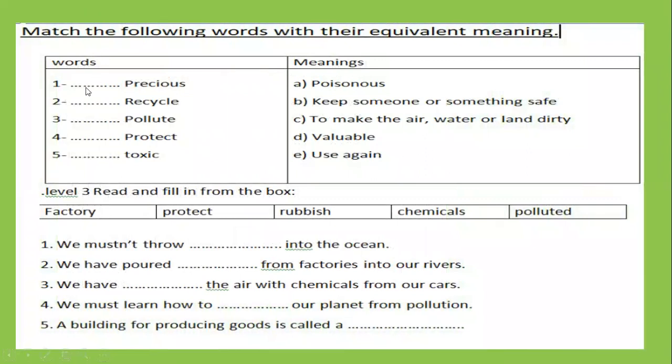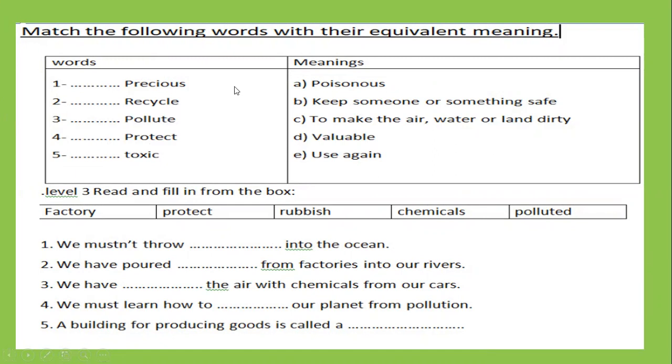Here we have some questions. We have the words and the meanings. Precious, what does the word precious mean? Precious means valuable. Number 2, recycle. Recycle means, yes, excellent, E, use again. So you should just write the letter here. Number 3, pollute. What does it mean? To make the air, water, or land dirty. Number 4, to protect. Protect, what does it mean?